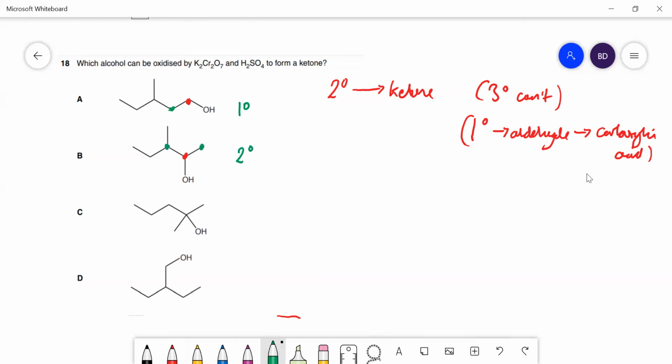Let's just check though. This one, the carbon to which the OH is attached is there, and that is attached to 1, 2, 3 other carbons, so that's a tertiary. And then finally, this one, there's the carbon the OH is attached to. It's only attached to one other carbon, so that is a primary as well. So B is the right answer.